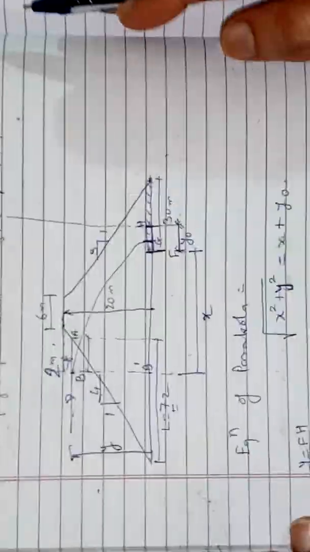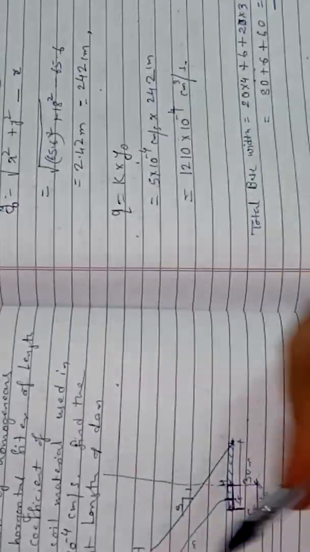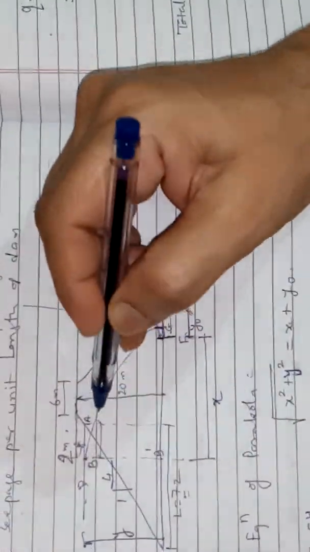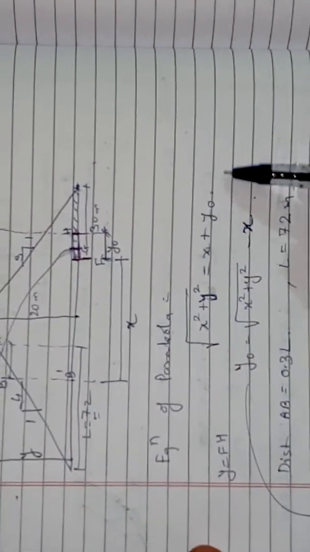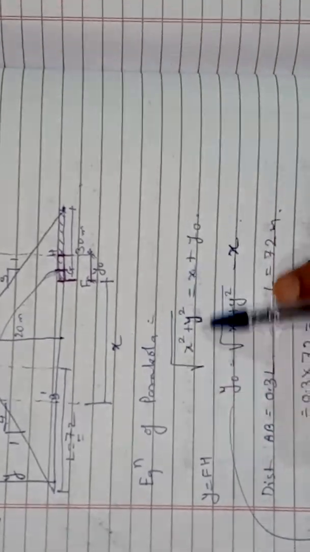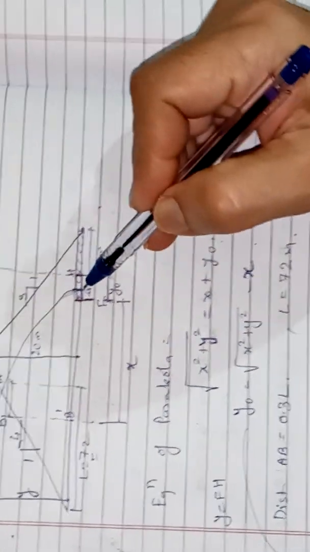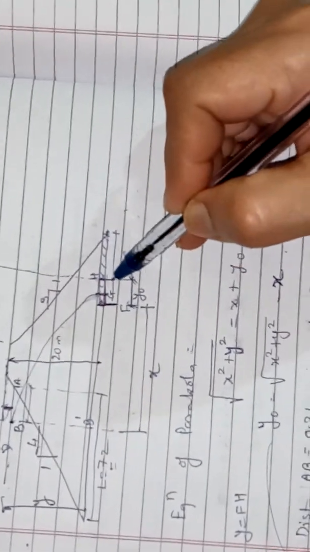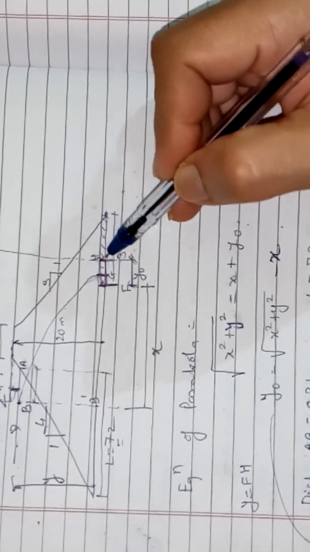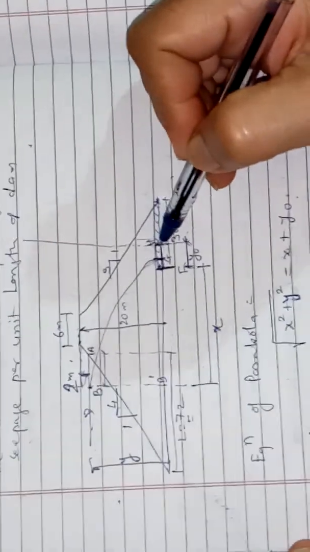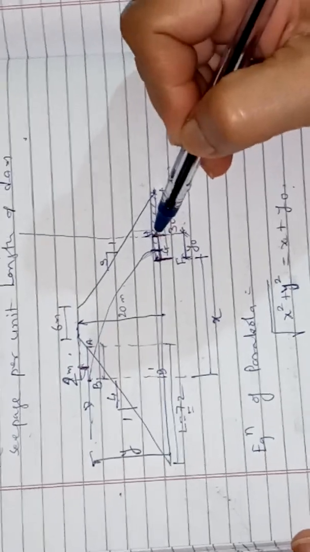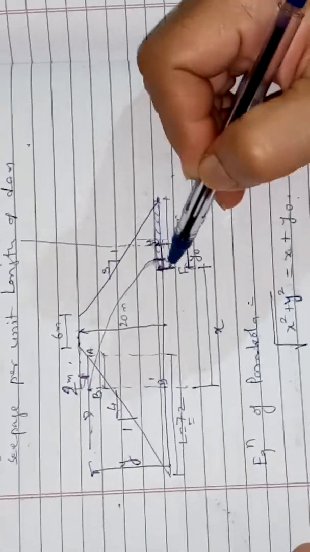Now here the seepage flow is given as Q is equal to K into y0. Now we have seen already that we have this base parabola, with the equation of the base parabola that we have discussed, that is under root of x square plus y square is equal to x plus y0. Now what is y0? y0 is this distance FH, that is the distance of the directrix of the parabola from the focus F of the parabola. So this distance FH is y0.